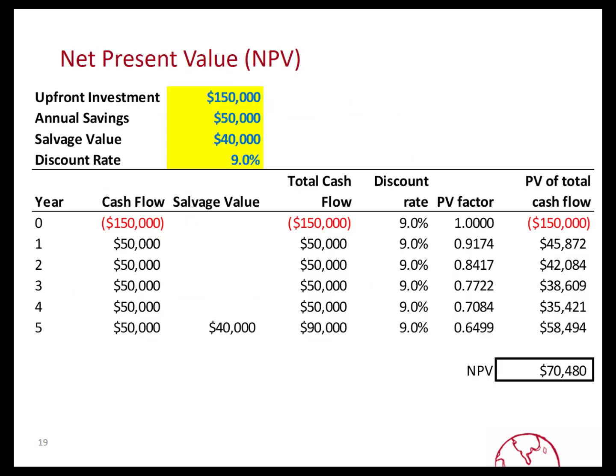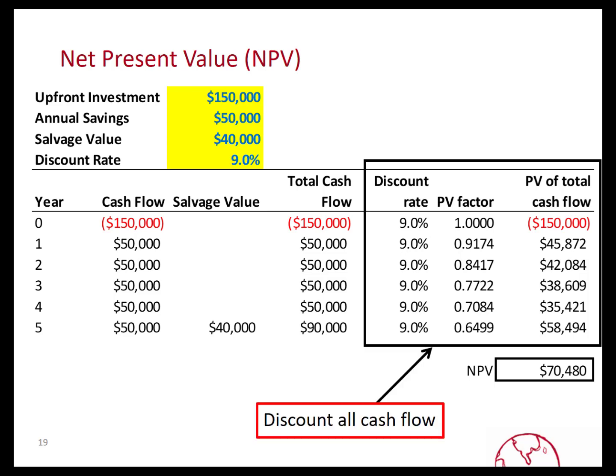Here we see that by taking the cash flows and discounting them at 9% and looking at all the cash flows, including the cash flows in year 5, we can see that when we sum them all up, we get a positive value of $70,480. This is the net present value. Notice that we're adding not only the upfront cost in year 0, we're adding the present value of all the future cash flows that happen in years 1 through 5. And we're looking at what the total is. That's the net present value.